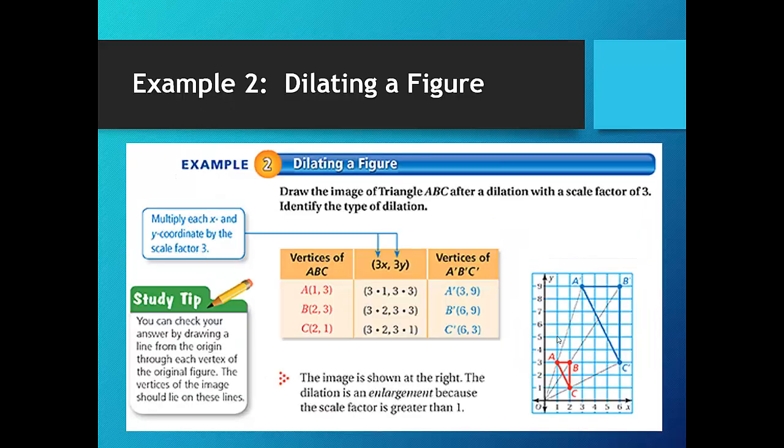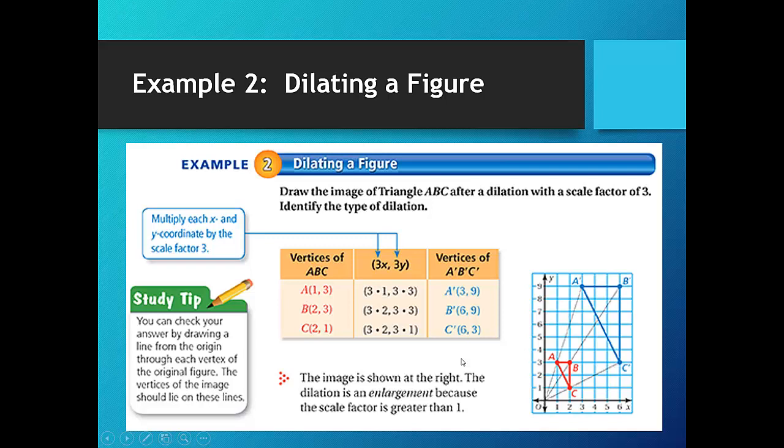Now we'll look at our second example for dilating a figure. Draw the image of triangle ABC after dilation with a scale factor of 3. Identify the type of dilation. So we have our triangle. A is at (1, 3). B is at (2, 3). And C is at (2, 1). So this is our original triangle. The red triangle is the original.